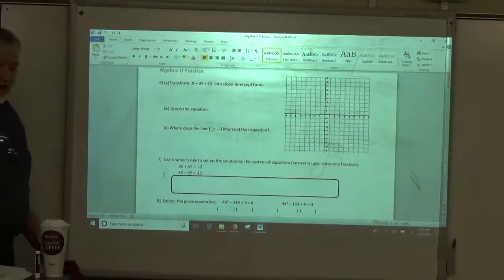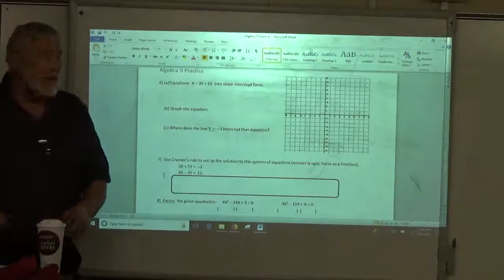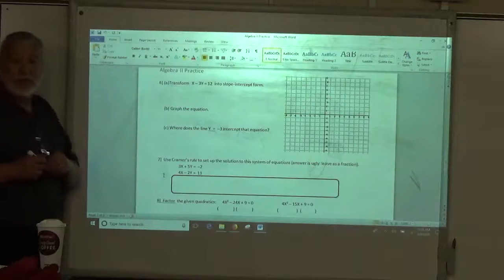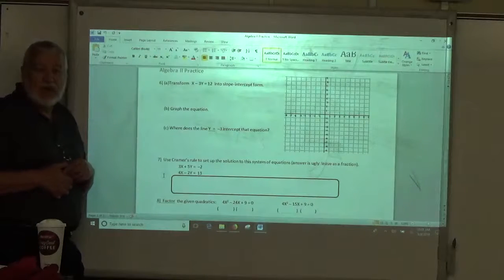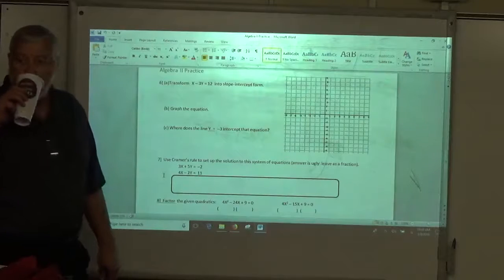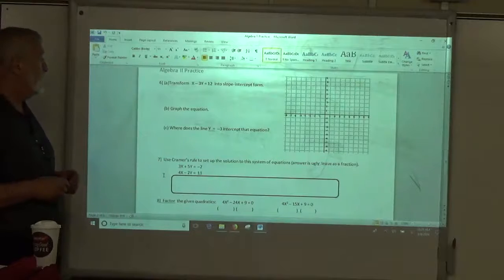Okay, this is the testable. Transform that into slope-intercept form. Go ahead, do this problem on your paper before we talk about it. Again, this is good practice. This is going to be on the test.